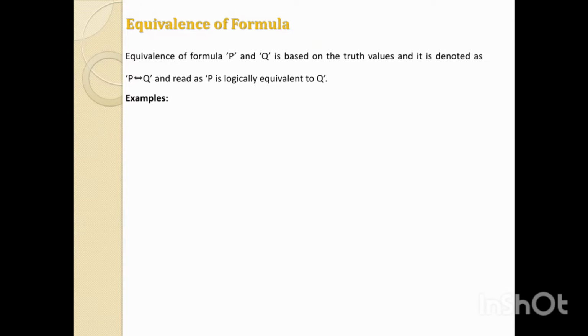Now we'll see the examples. Suppose we have not P, then the negation of P, we can write down as P. That's why we have written that not not P is logically equivalent to P. If we find out the values of P and not not P, then these two values are equal. P or P is logically equivalent to P. If we find out the truth values of P or P, then these are equivalent to P. That's why we have written P or P is logically equivalent to P.